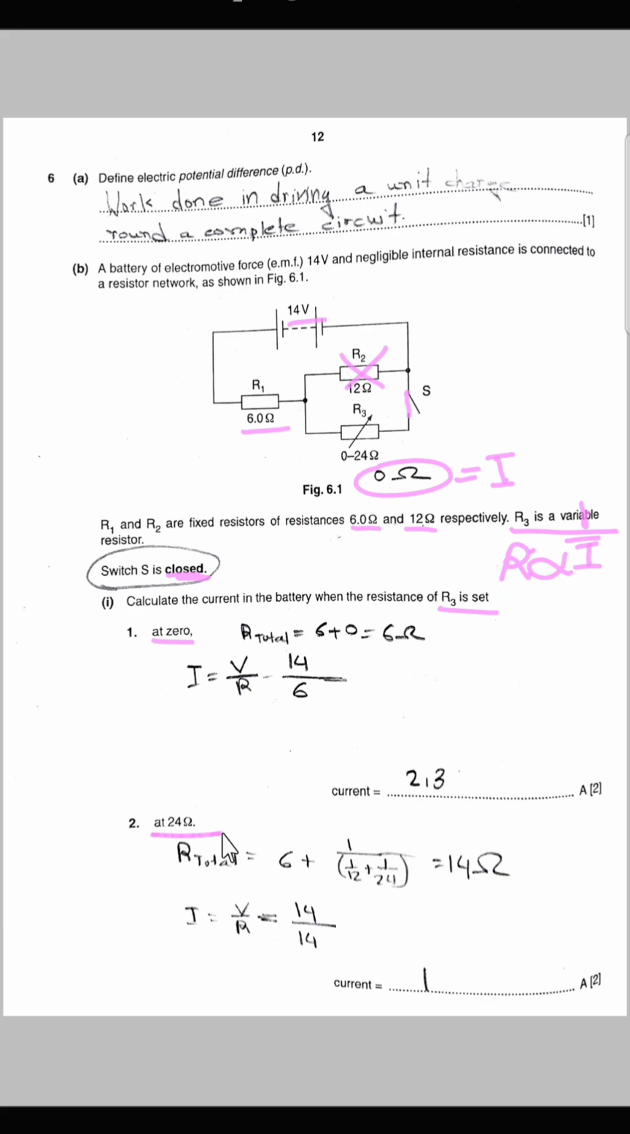Then when the resistance R3 is 24 ohm, we now have to consider the value of resistance as 24 ohm. Since it has some resistance, R2 would also have some resistance. Since both have resistance, R total would be 6 ohm in series plus R2 and R3 which are arranged in parallel. So 1 by R2 plus 1 by R3 gives 8 ohm, and R total is 14 ohm. Since the voltage is 14 volts and the resistance is 14 ohm, we can calculate the current, voltage by resistance, that is 1 ampere.